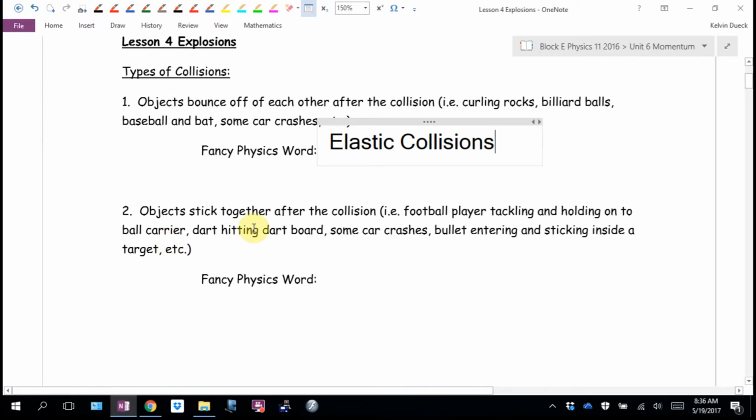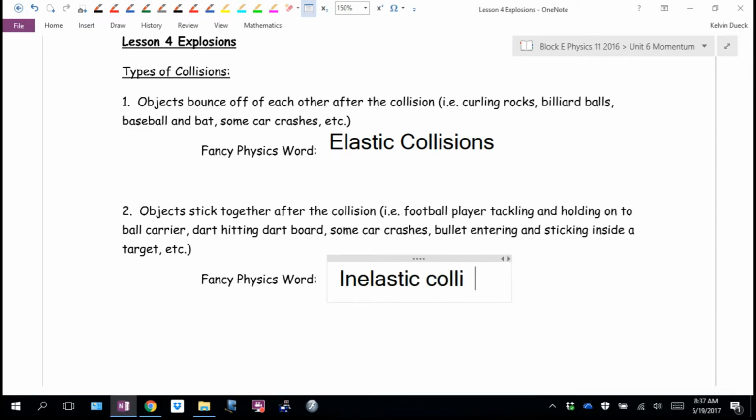Then the second type of collision is where the objects stick together after the collision. A football player tackling and holding on to a ball carrier. A dart hitting a dartboard, assuming the dart doesn't bounce to the floor. Some car crashes. A bullet entering and sticking inside a target, not going all the way through the target, but entering and sticking inside the target. Those are examples of collisions where the objects stick together, and we call these inelastic collisions.